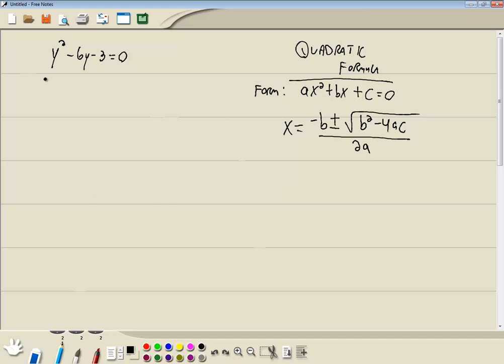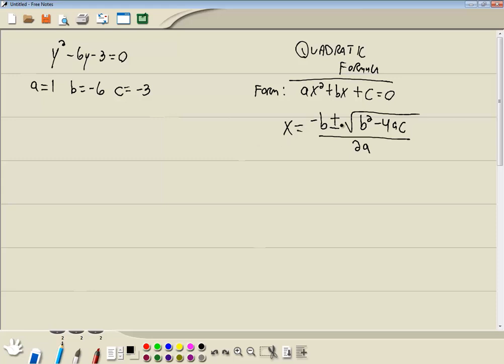So on this problem, the first thing we need to do is identify a, b, and c. Now a is whatever number is in front of our y squared, which is the invisible 1. And b is whatever number is in front of our y, which is negative 6. And c is the number at the end, which is negative 3.